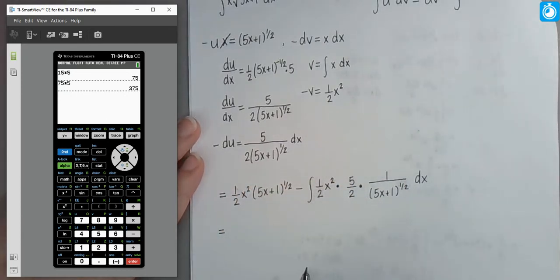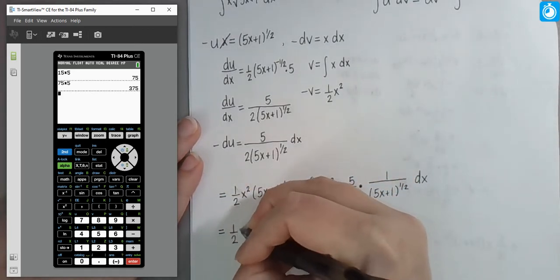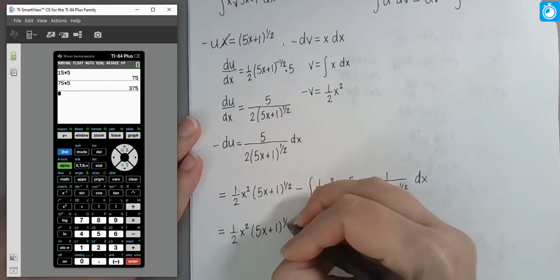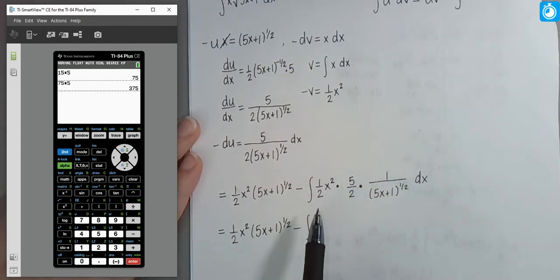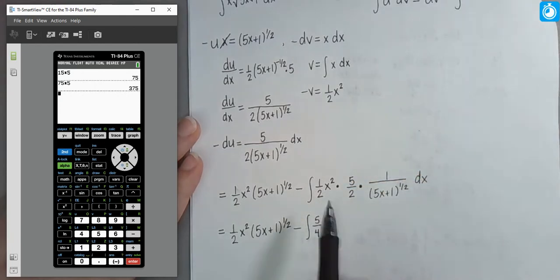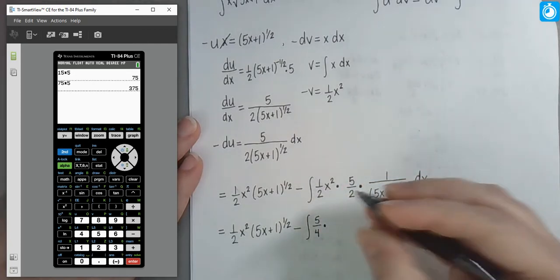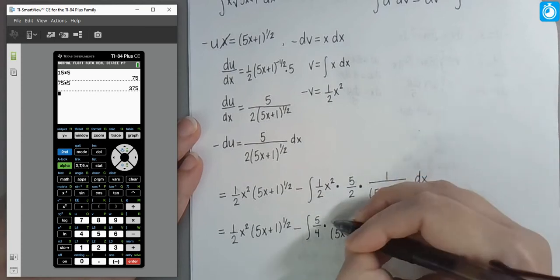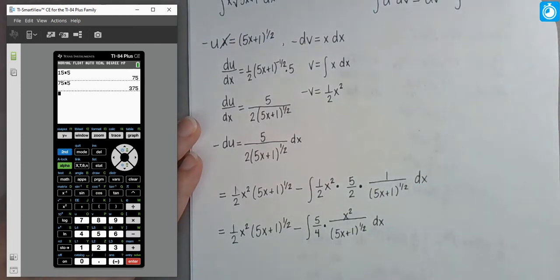So we really need to clean that up before we make a determination about whether or not we could evaluate that. So we have 1/2 x squared times our 5x plus 1 raised to the 1/2, minus, okay, let's combine our constants. So 1/2 and 5/2, that's going to be 5 over 4. And then maybe put the x squared on top and leave this in the denominator. So that's going to be 5x plus 1 raised to the 1/2 in the denominator, and then we have x squared on top, and then dx.